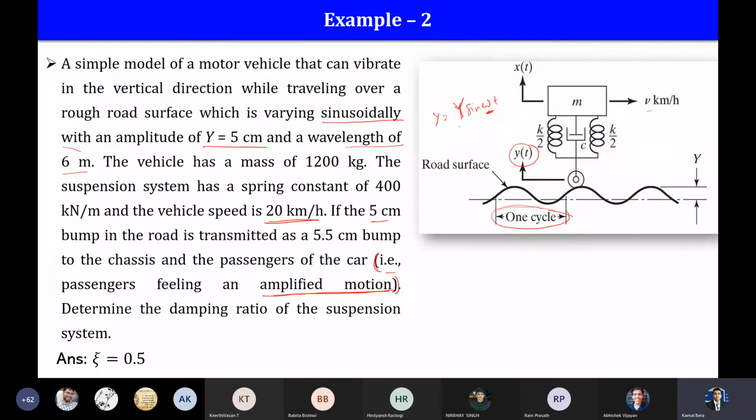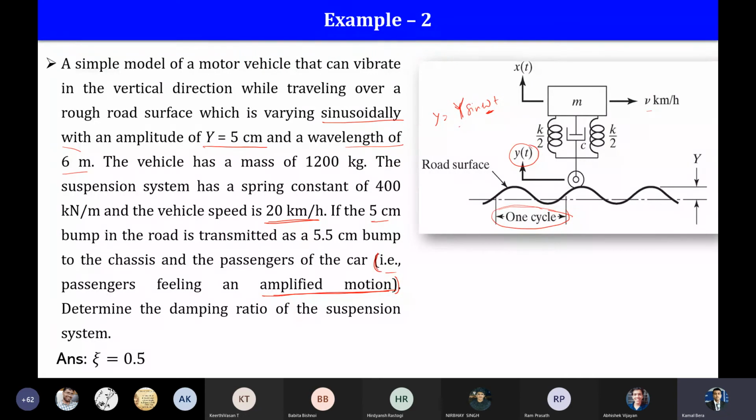Anybody has any difficulty? Last time I am asking, in solving the problem. So this is a displacement transmissibility problem. We'll use the formula: transmissibility equals the square root of (1 plus (2 r zeta) squared) divided by ((1 minus r squared) squared plus (2 r zeta) squared). That is how much displacement is transmitting, the amplitude of the displacement of the mass, divided by the amplitude of the base excitation.